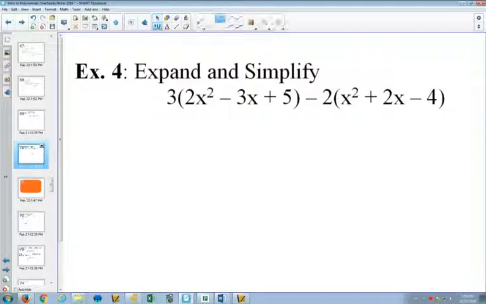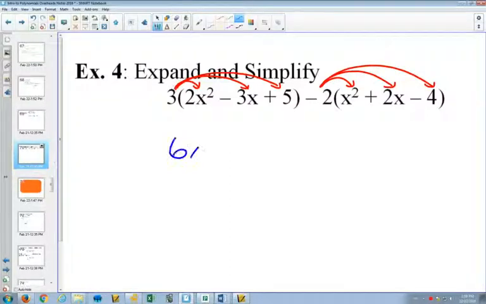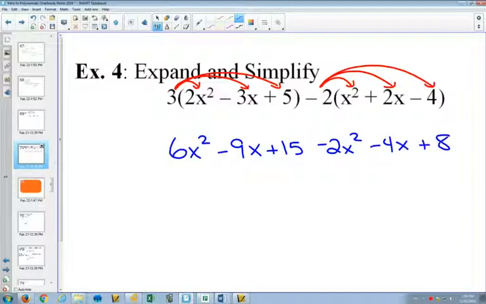On the expand part, the 3 would go to here, to here, and to here. And the negative 2 would go to each of those, which would give us 6x squared minus 9x plus 15 minus 2x squared minus 4x plus 8.